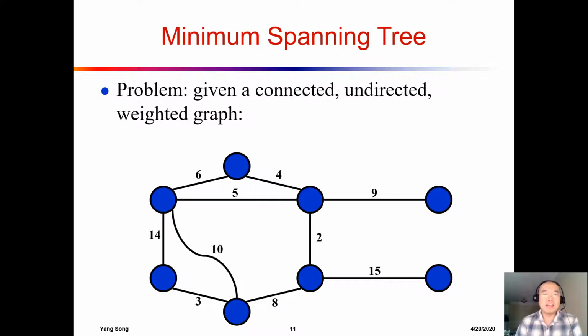Okay, let's move on. The next topic is the minimum spanning tree. Minimum spanning tree.